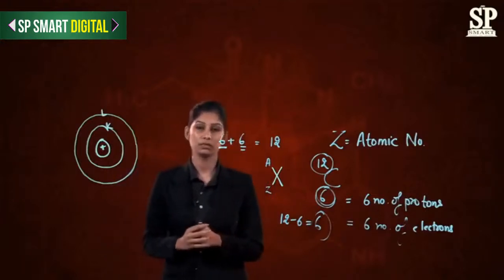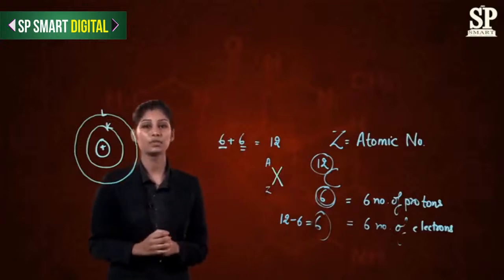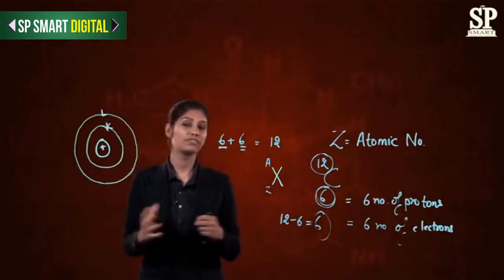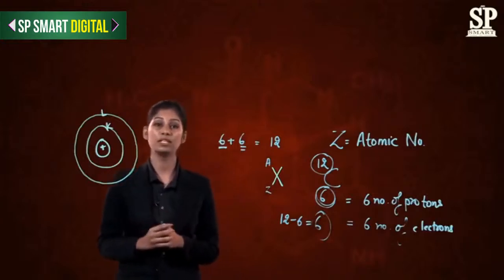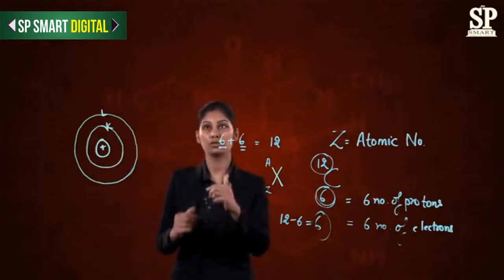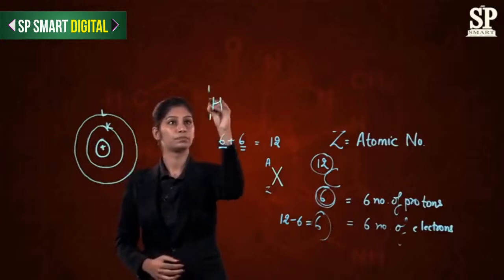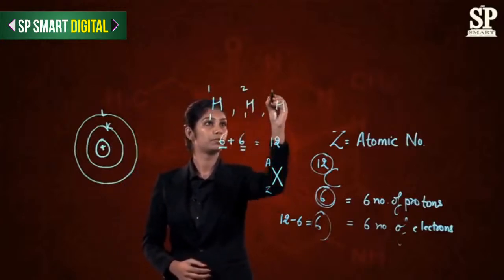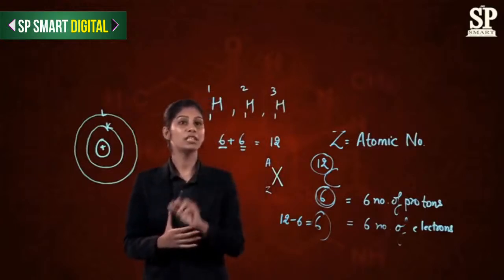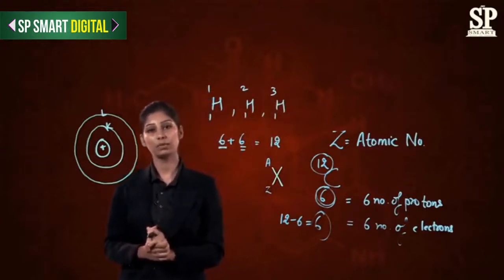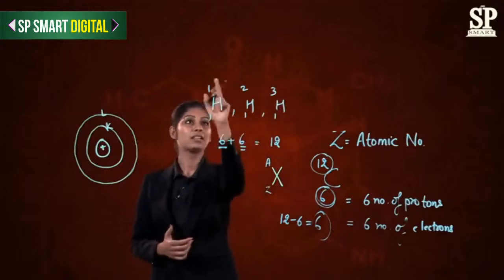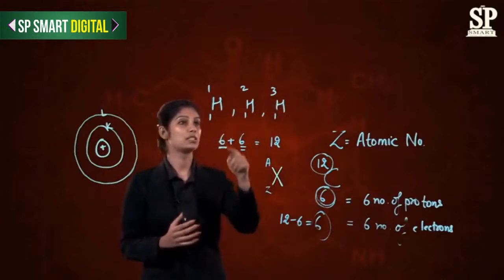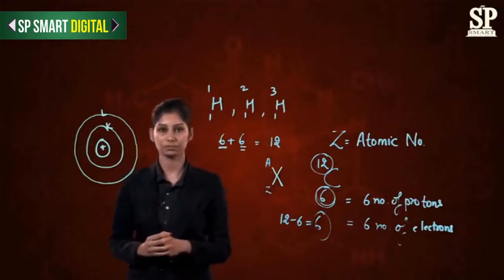Isotopes and isobars. Isotopes are the atoms of the same element having the same atomic number but different mass number. For example, there are 3 isotopes of hydrogen. As you can see, they all have the same atomic number, that is 1, whereas they have different mass number, that is 1, 2 and 3. This is hydrogen, this is deuterium and this is tritium.